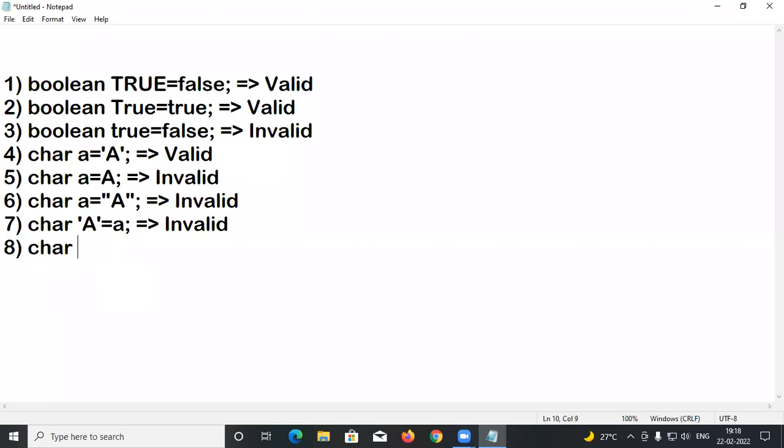Now, suppose I write like this, is it valid? Give me the answer. Valid. According to literal rules, single quotes are required. It is there. Here, single quotes are not required for the identifier. Okay, it's clear. It is valid. Okay. See, the ninth one. Character capital A equal to 65. Is it valid or not valid?